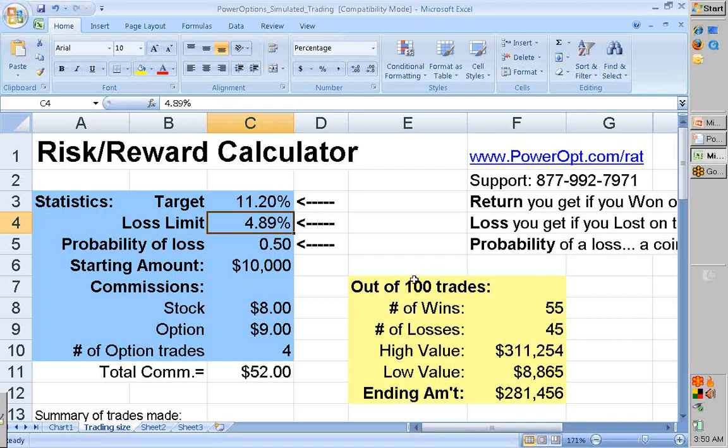Let's say I do poorly. I'm going to run this a few times until I have more losses than wins. More losses than wins. Look at that. If I had more losses than wins, I'd still do very well.